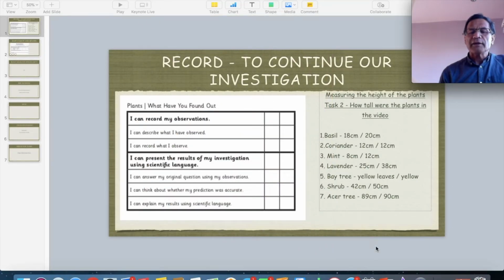Well, I'm back inside now, and as you can see on the screen, task 2 last week was how tall were the plants in the video. So we've got the basil, it's grown 2 centimeters, so we can think all the conditions are just right for the basil. It's not only taller, but it still looks healthy.